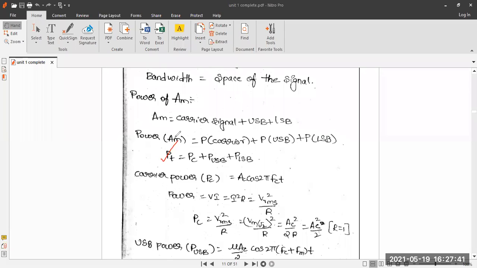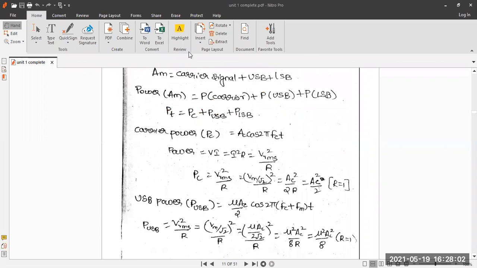Okay, so PT is equal to power of carrier is represented by PC, power of upper sideband is represented by PUSB, power of lower sideband is represented by PLSB. Okay, so this is the power of AM signal. So now we have to calculate the individual powers. We have to calculate power of carrier. We have to calculate power of upper side band. We have to calculate power of lower side band. Then we have to do summation of these three. We get total power.